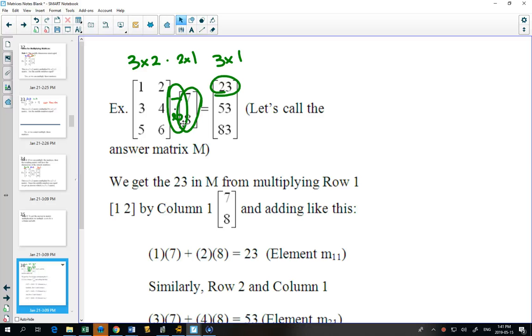If I put that one back, different color, the 3 and the 4. I took that one, rotated it, boom! The 3 hits the 7, the 4 hits the 8. 3 times 7 is 21, 4 times 8 is 32. 32 plus 21 is 53.